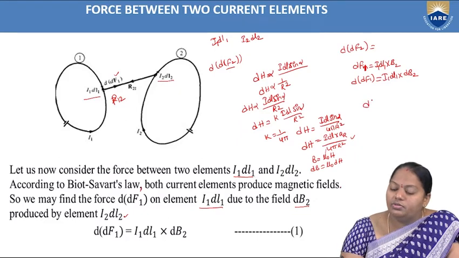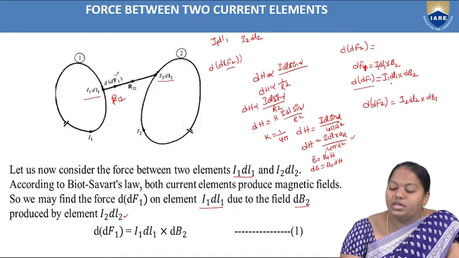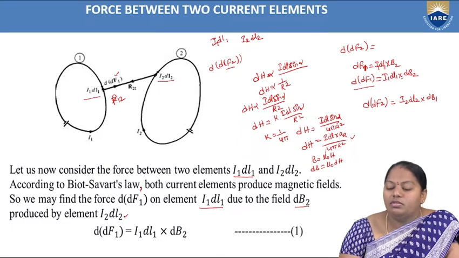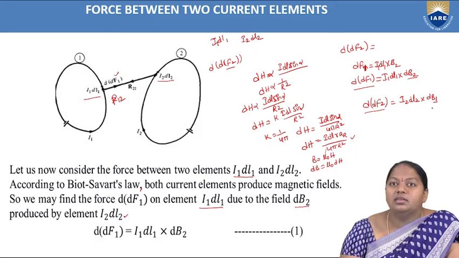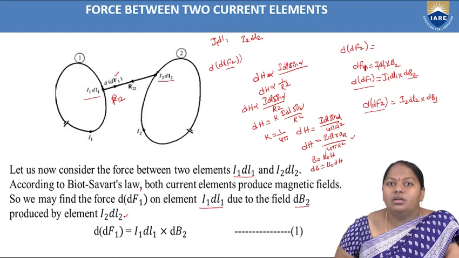Suppose if you want to write the equation for d of dF2, it is related to the second current element I2 dl2 with the field produced by the first, hence it is denoted with dB1. There is a difference: d of dF1 is for the first current element I1 dl1, and the field produced by that is B2. Now, in order to calculate d of dF2 related to the force on the second element, that is I2 dl2 into the field which is produced by the first current element, dB1.